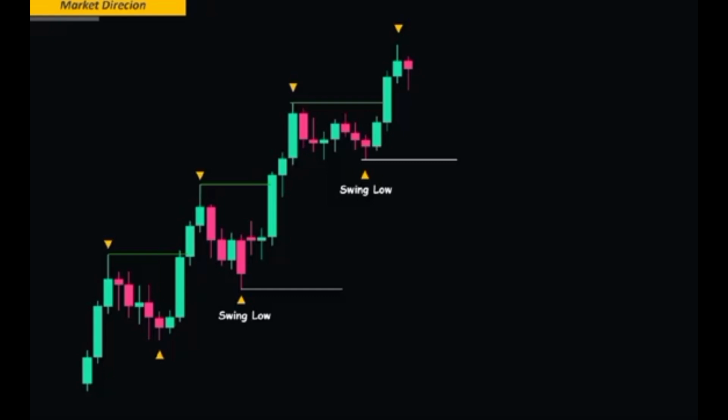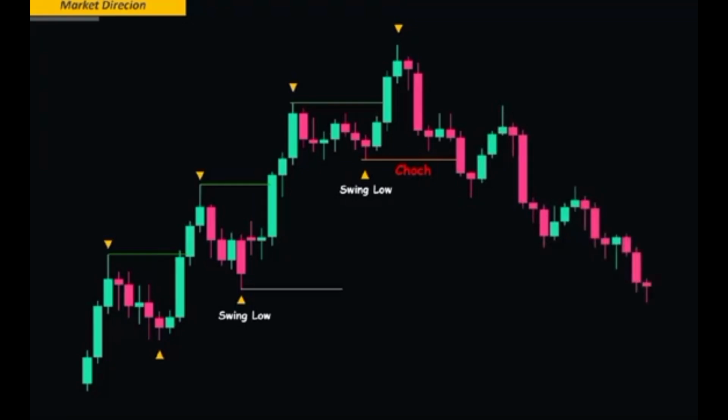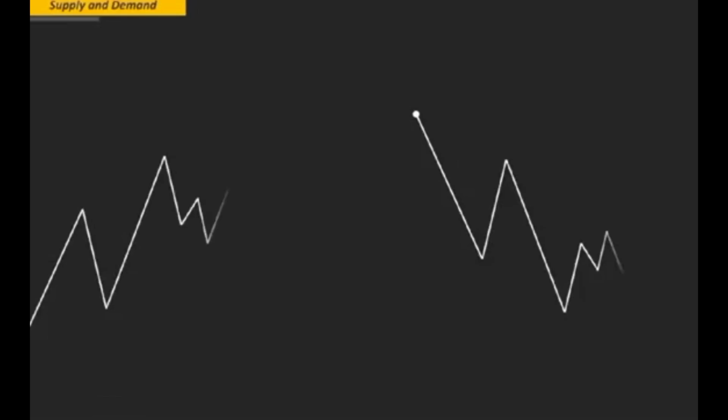However, if the price manages to break and close below the protected low, it forms a change of character. A change of character indicates that buyers have failed to protect the structure, and sellers are now taking control. It signals that a potential market reversal is coming. Number 2. Supply and demand zones.